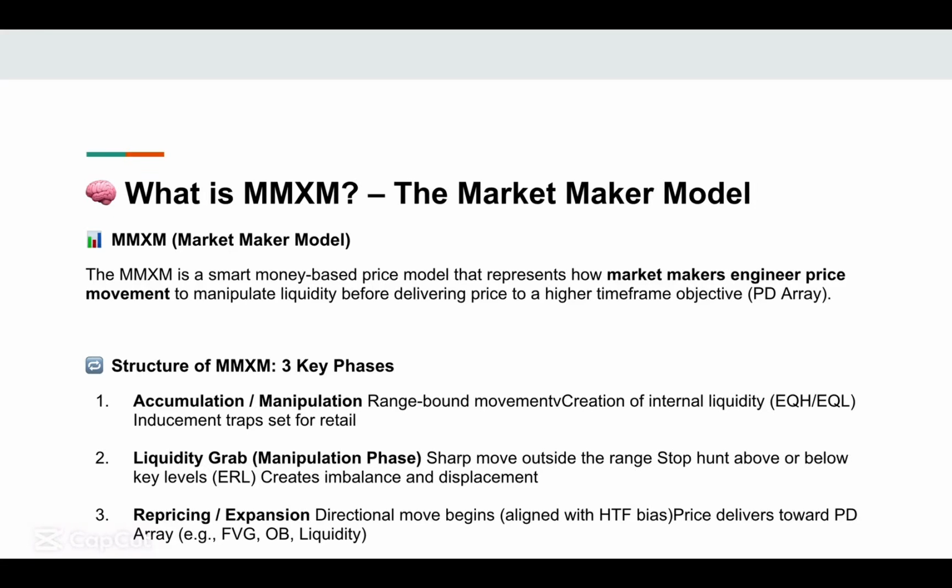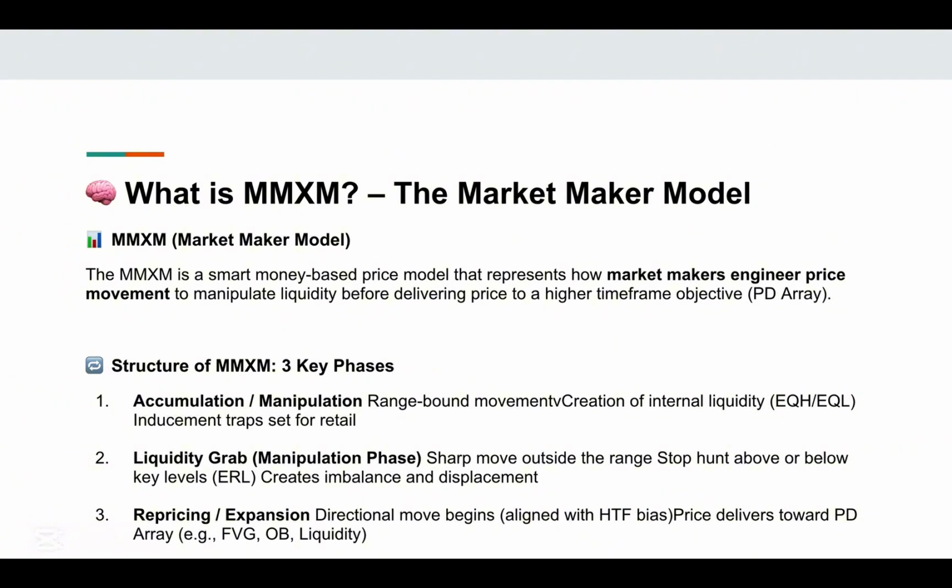MMXM, the market maker model. The MMXM is a smart money based price model that represents how market makers engineer price movement to manipulate liquidity before delivering price to a higher time frame object, PDRA.